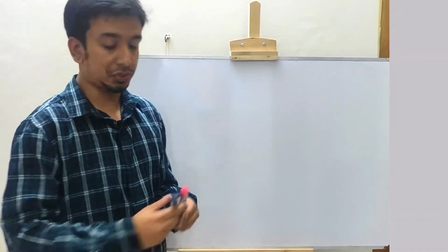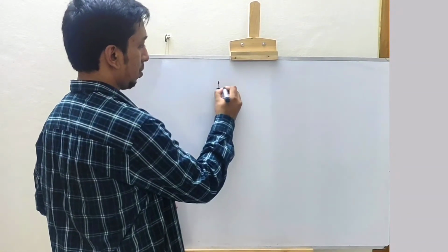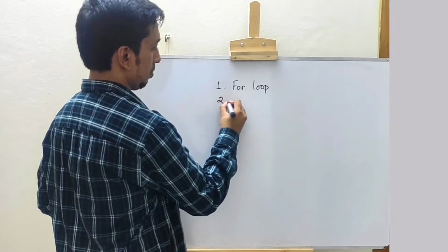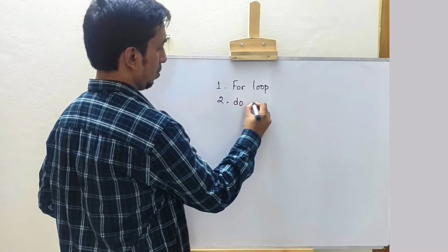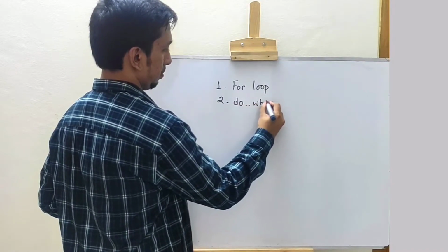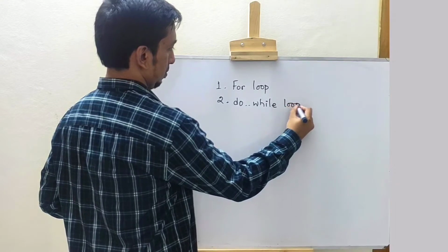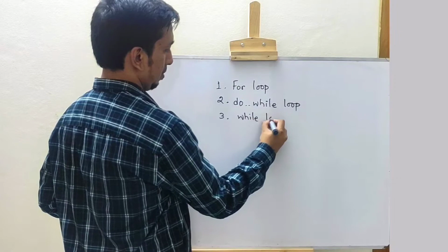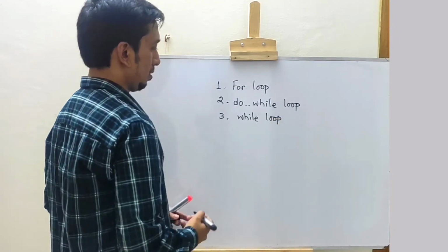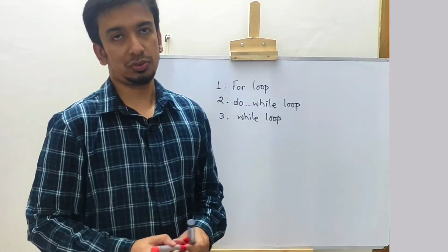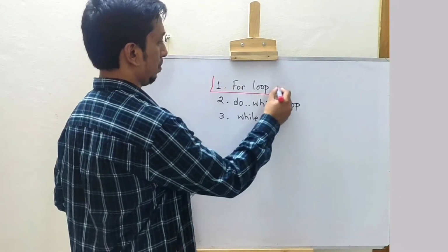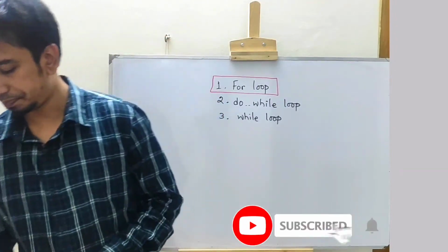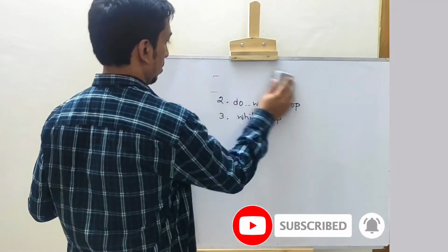As we know, we have 3 loops. One is for loop, number 2 is do while loop, and number 3 is only while loop. Now we use the first one, for loop, to find out the factorial value by using for loop. So let's see how to use for loop.